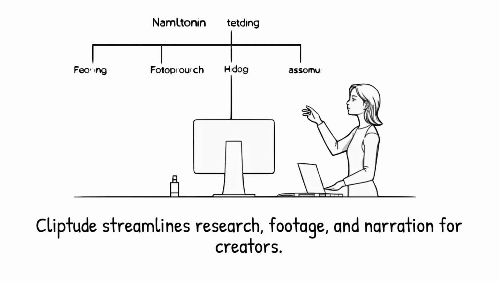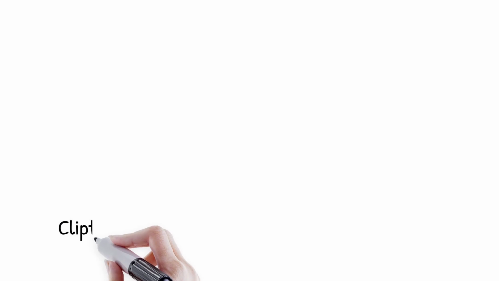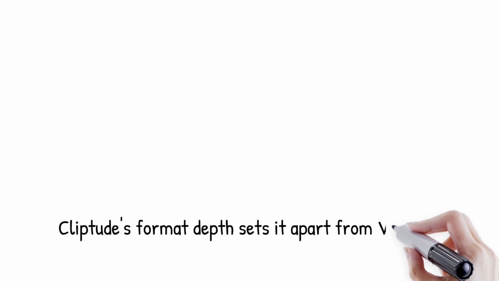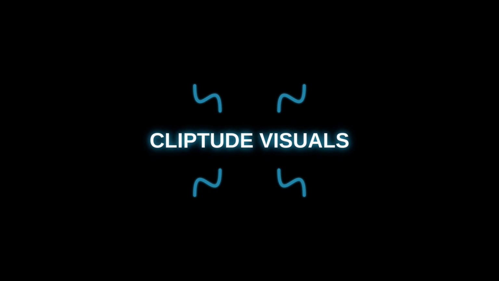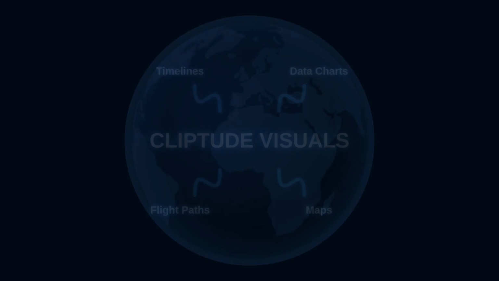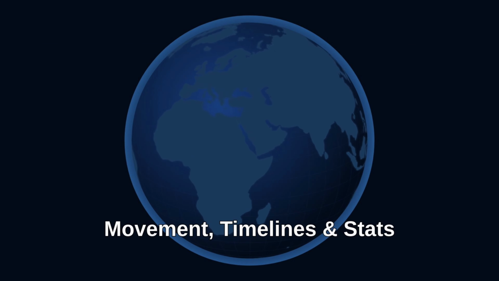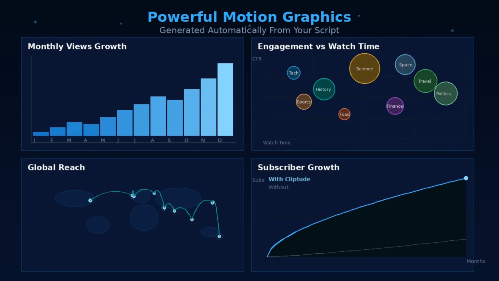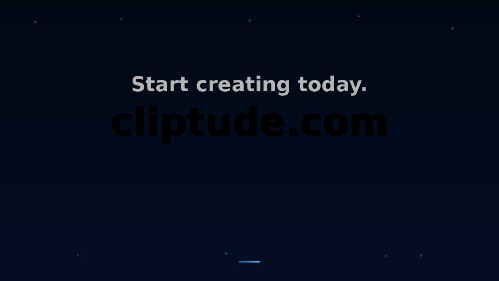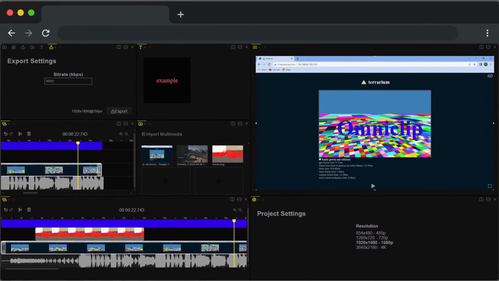Here's the part that connects back to why production quality is the actual moat. Cliptude generates maps, flight paths, timelines, and data charts directly from the script's content. If your narration references a geographic movement, a historical timeline, or a statistic, the system can produce the corresponding visual automatically. That's the kind of thing that, in a traditional workflow, requires a motion graphics artist, a separate tool, or hours of manual work.